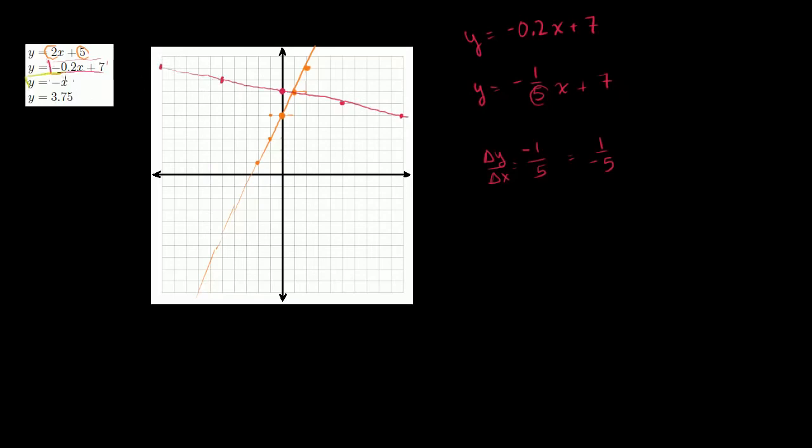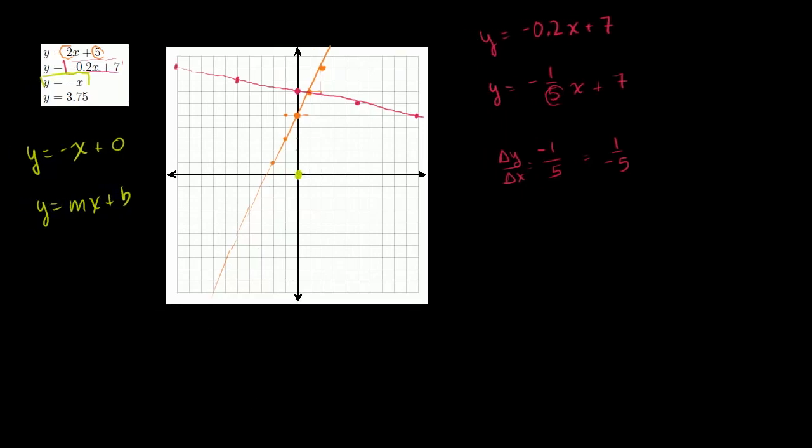y is equal to negative x. Where's the b term? I don't see any b term. You remember we're saying y is equal to mx plus b. Where's the b? Well, the b is 0. You could view this as plus 0. So here b is 0. When x is 0, y is 0. So that's our y-intercept right there at the origin.